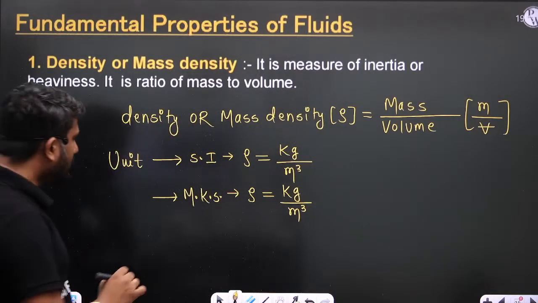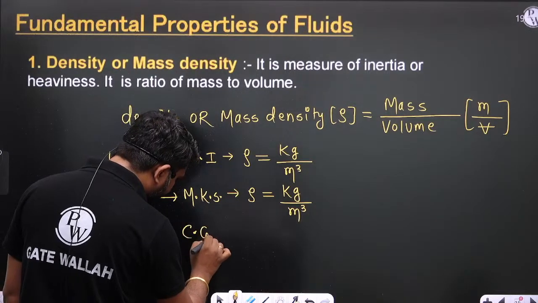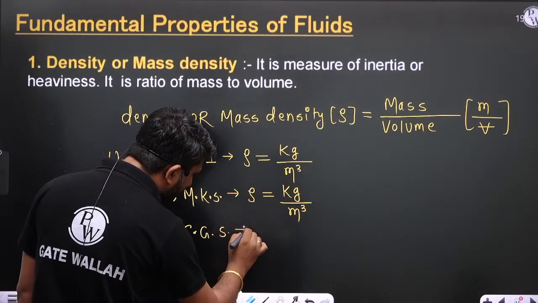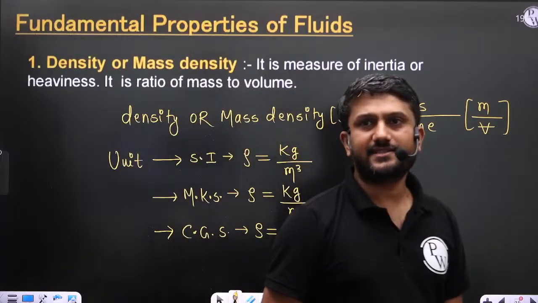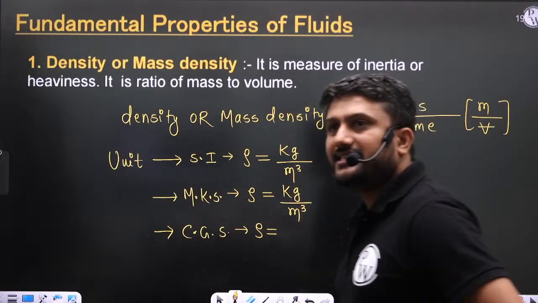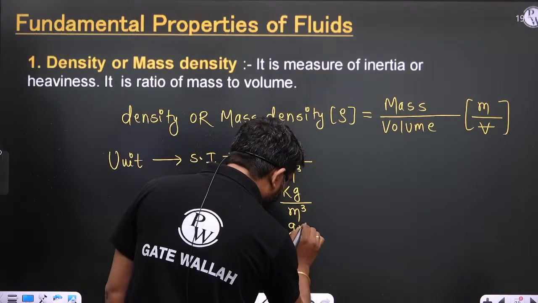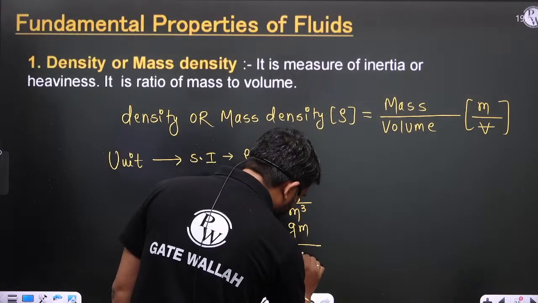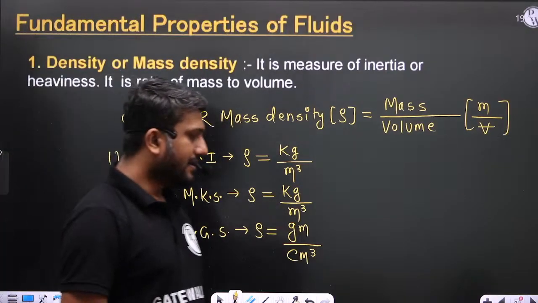If I am talking about the CGS unit of density, what is the CGS unit of density? It is simply gram per centimeter cube. This is the CGS unit of density.